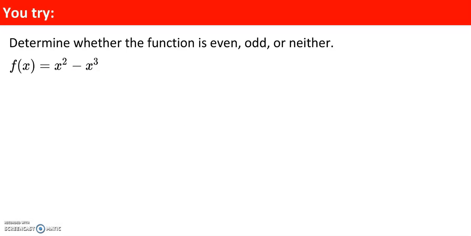Here's one more for you to try. Try it, hit pause, and when you think you've got it sorted out, hit play and we'll talk about it. If f of x is x squared minus x cubed, let's see if we can figure out what f of negative x is. If I replace every x with negative x, I've got negative x squared minus negative x cubed.